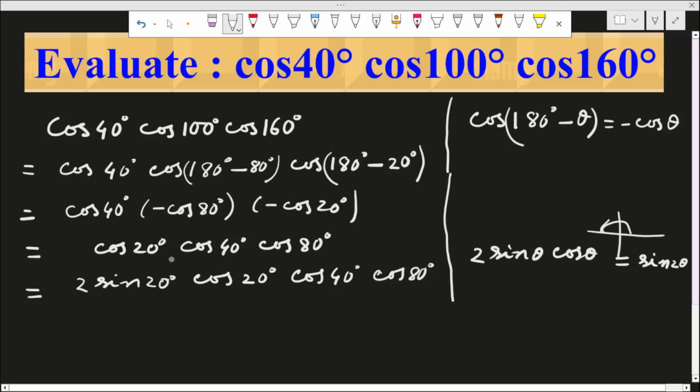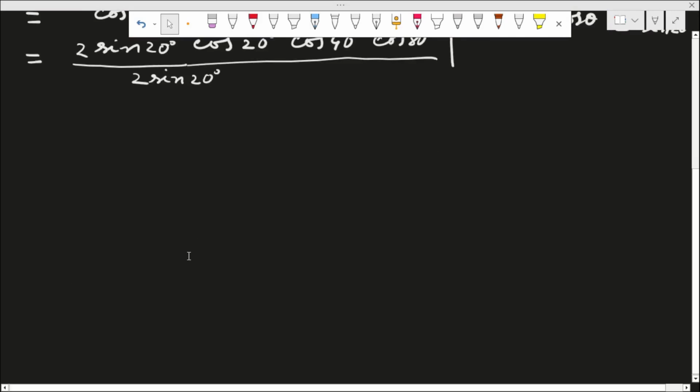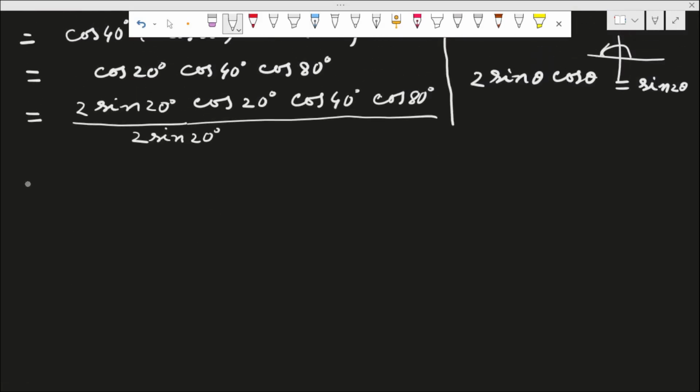But see, the last step is not maintaining equality. If we divide this whole expression by 2 sin 20 degree, then equality will be maintained, because 2 sin 20 and 2 sin 20 will be cancelled out. The remaining portion is equal to the last step. 2 sin 20 cos 20, like this, 2 sin theta cos theta.